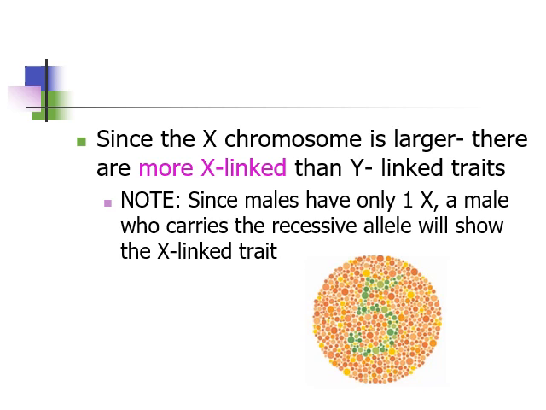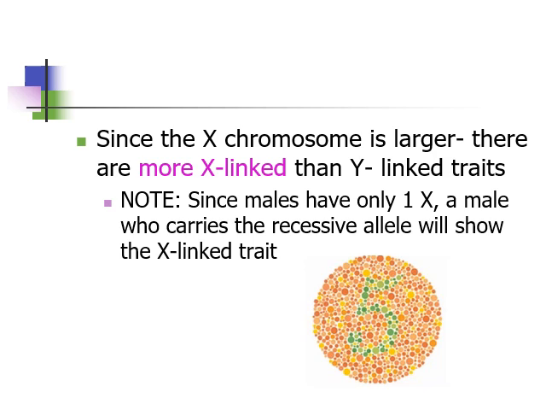Now, here's an important note. Since males only have one X chromosome, right? Males are XY, they only have one. A male who carries the recessive allele on their X chromosome will show that X-linked trait. A great example of this is red-green color blindness. Red-green color blindness is an X-linked recessive trait.